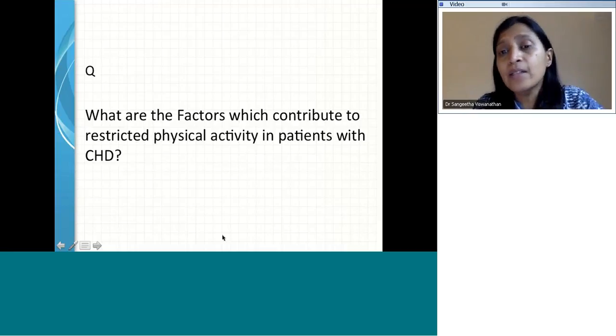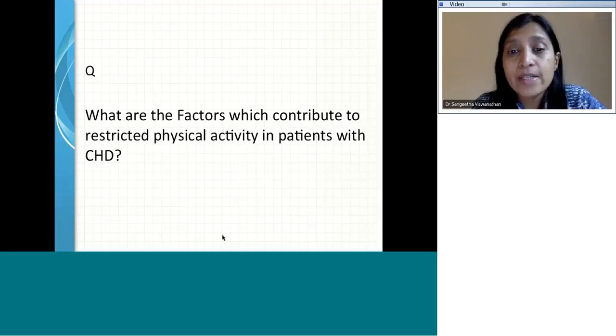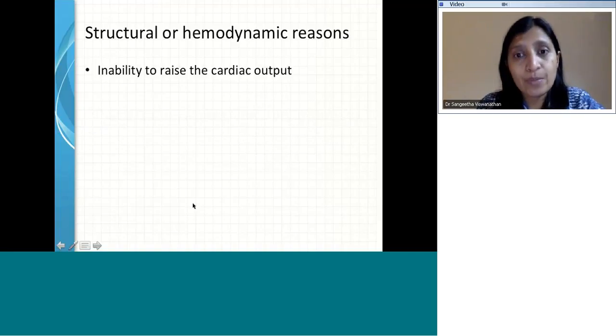Like we discussed earlier, patients with congenital heart disease can have delayed motor development. They can have motor deformities, etc. That can also limit their physical activity. So let's just move on and see if we have missed out anything.